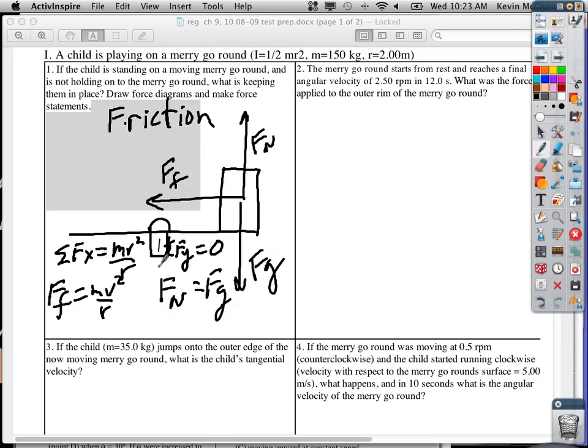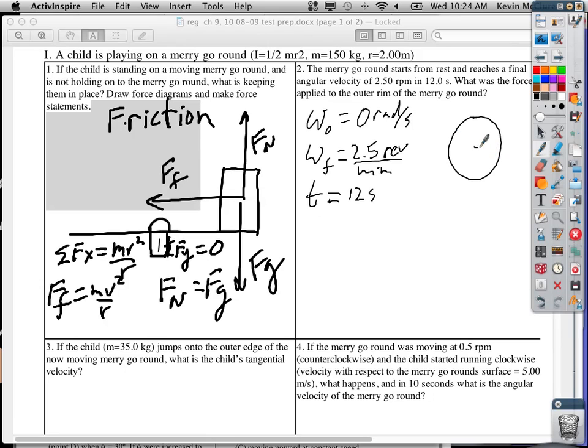The merry-go-round starts from rest, 0 radians per second, and reaches a final angular velocity of 2.5 revolutions per minute in a time of 12 seconds. What is the force applied to the outer rim of the merry-go-round? So what we're saying is kind of like this now.